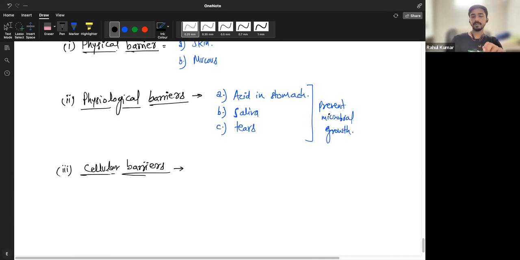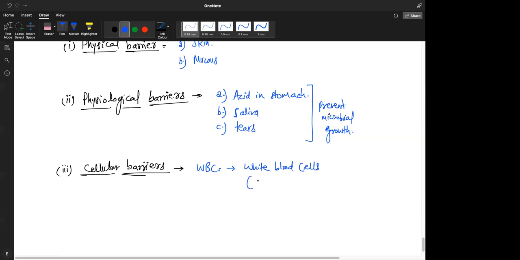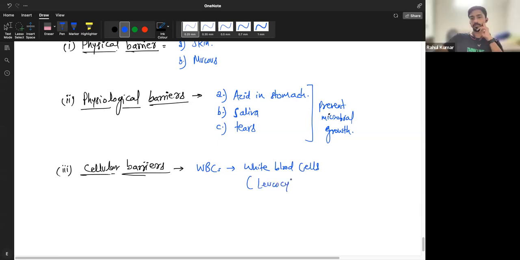So for example, write down cells like WBCs. You know what is a WBC? Yes, sir. Yes, they are called white blood cells. And what is their scientific name? Yes, they are also called leukocytes. Okay, so they consist, and you know that blood is a tissue. It's the only liquid tissue in our body.